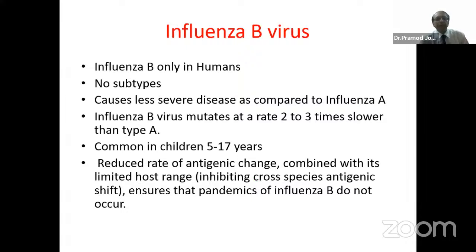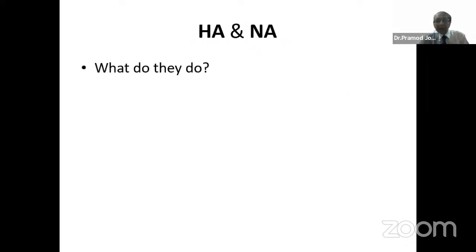Okay, now influenza B virus is the one, as I told you, which is found only in human beings, and there are no subtypes, and it causes less severe disease as compared to influenza A, and it also mutates at a slower rate, and it's common in children between 5 to 17 years. There is a reduced rate of antigenic change, and combined with its limited host range, it ensures that pandemics of influenza B do not occur.